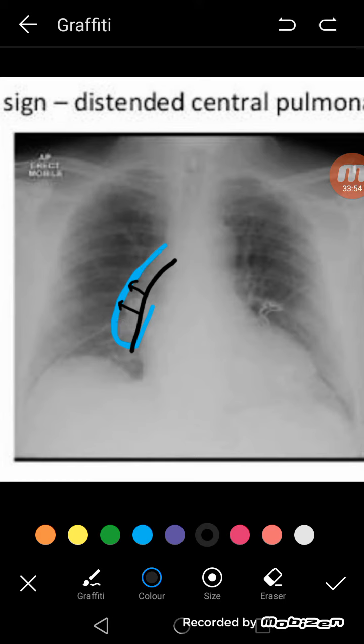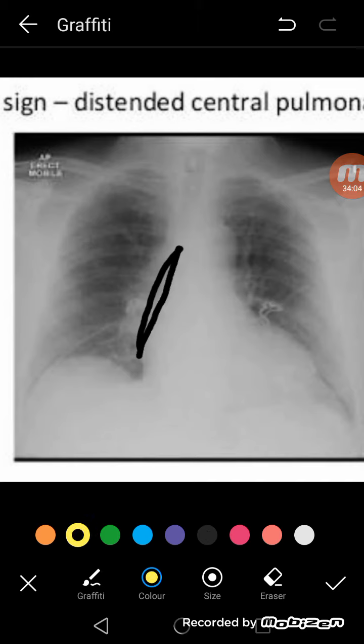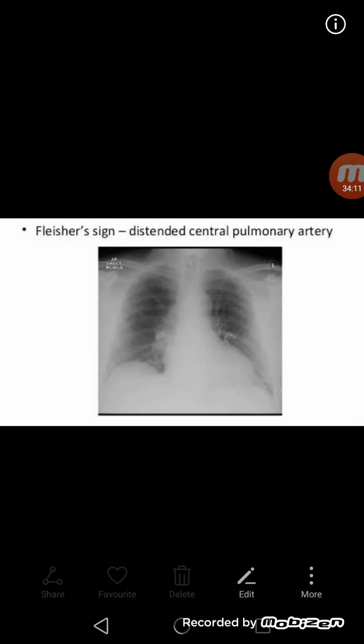So again I'm telling you, if this structure was normal, it would have been just like this, with a little bit of shadow seen, this much shadow. But now since it is a distended main pulmonary artery, a bigger shadow will be seen. Okay, good enough. So that was Fleischner sign.